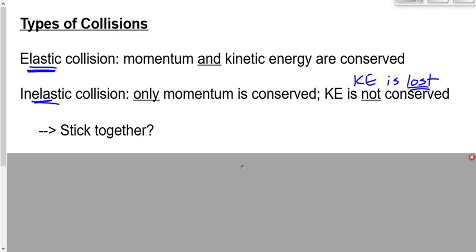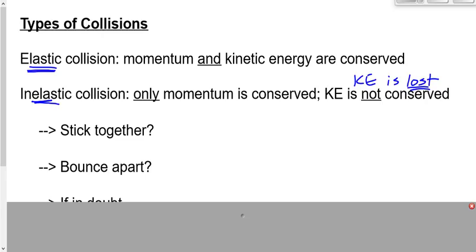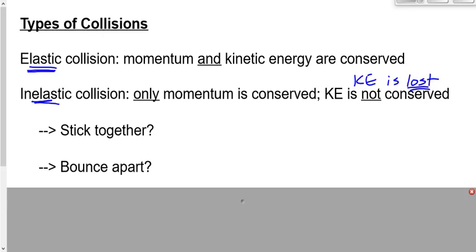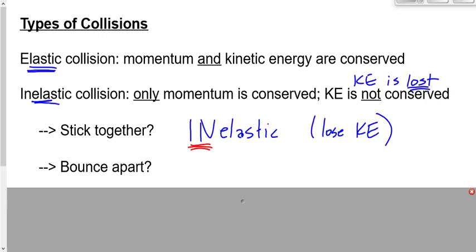Now, in a collision, a couple of different things can happen. We can have our two objects either stick together or they can bounce apart. If they stick together, it will, every single time, be inelastic. You will lose kinetic energy every single time. You won't lose momentum. If we take a look at the momentum immediately before and immediately after, the momentum will be the same. But you will lose kinetic energy. It will be inelastic if they stick together.